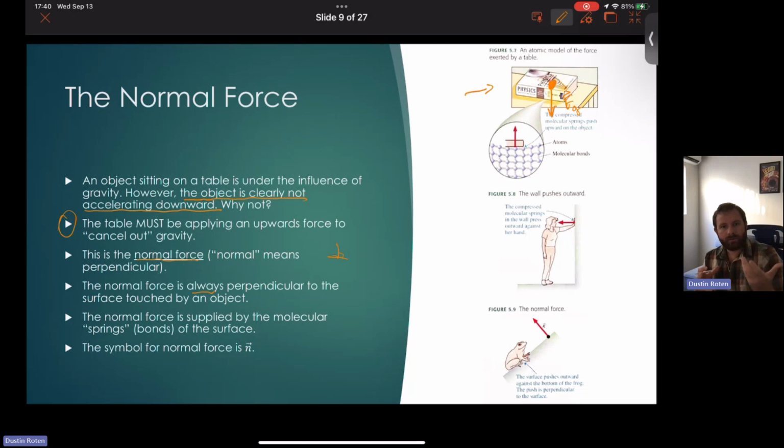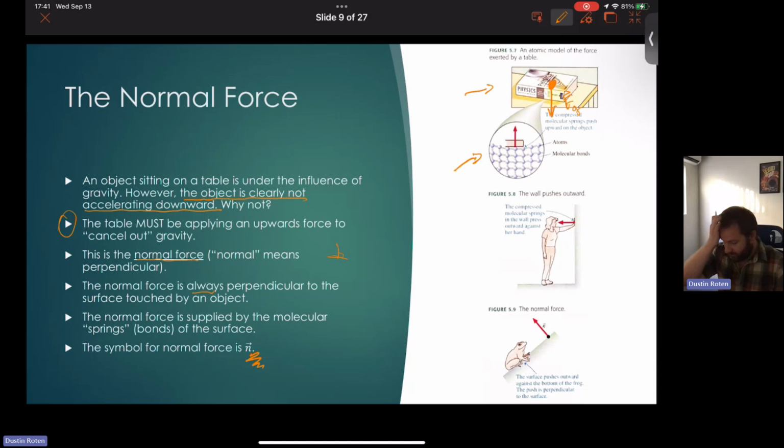Again, the normal force is supplied by the molecular quote-unquote springs of the surface. You can see in this little inset here, the book has the force due to gravity pushing down on it, but all the wood molecules act like springs, so all the springs are pushing back against it, and that's essentially canceling out the gravity. We represent the normal force by a lowercase n for normal. I don't know why, that's just convention. I didn't make these rules. I know they're kind of weird.